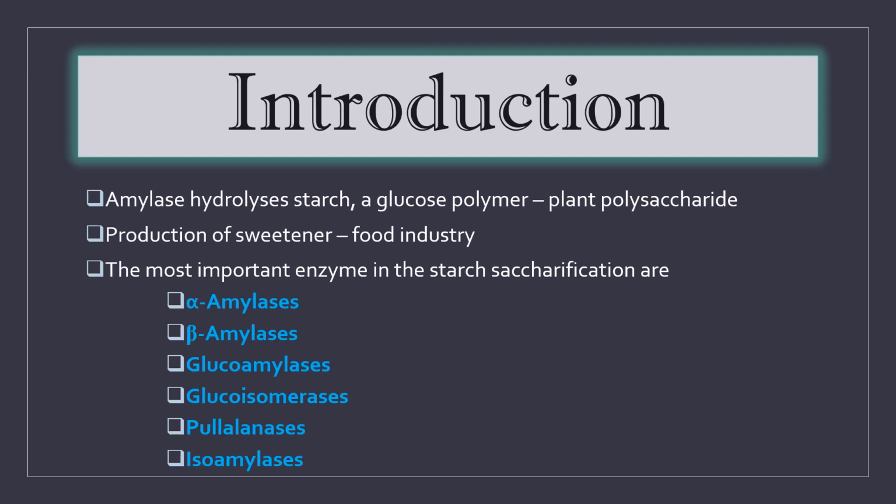Amylase is an enzyme that hydrolyzes starch. Starch is a glucose polymer that is produced by plants as a polysaccharide. It is used in the production of sweetener in the food industry. The most important enzymes in starch saccharification are alpha amylases, beta amylases, glucoamylases, glucoisomerases, pullulanases and isoamylases.